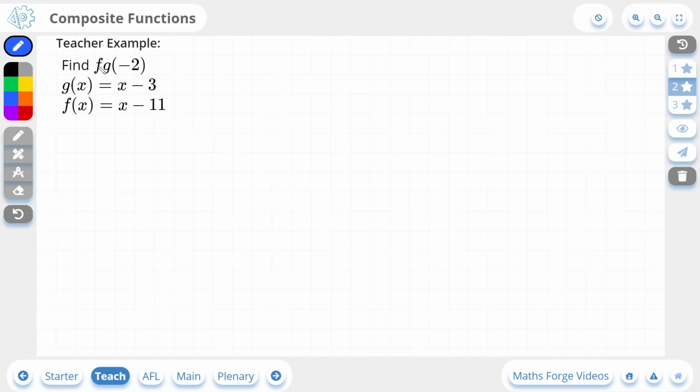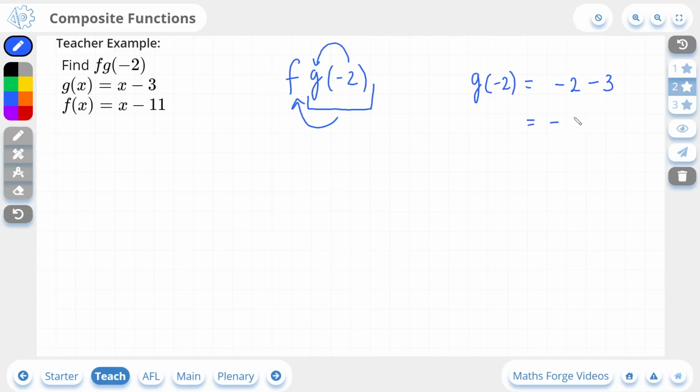Here we're being asked to find f of g of negative 2. So just as we did in the previous example, we're going to take the input value, negative 2, and put it into g. We're then going to take the result of that and input it into f. And that looks like this. So we have g of x, we're going to replace the x with a minus 2, and g of x is equal to x minus 3. So the x, since it's replaced by a negative 2, is going to be negative 2 minus 3. This simplifies to give us negative 5, because minus 2 minus 3 is minus 5.